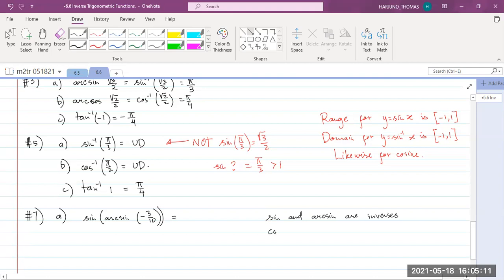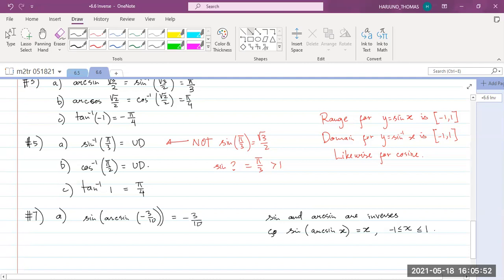So sine of arc sine of x is equal to x. Okay, that's the way our textbook thinks. Of course, they are correct too when they say as long as x is between -1 and 1. But it's kind of hard to remember it this way. You can think of it that way: the sine cancels the arc sine. So the answer here will be negative 3/10.